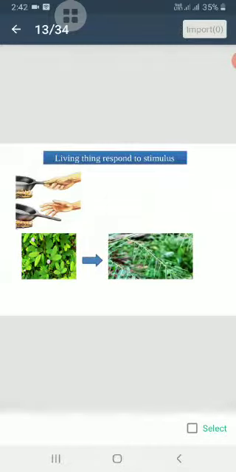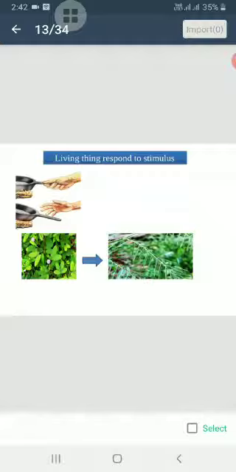Living things also respond to stimulus. What happens when you accidentally touch a hot utensil, a hot pan? You quickly withdraw your hand because you feel hot. The withdrawing of your hand is a response. The cause of this response is the stimulus, which in this case is the hot utensil. So here the stimulus is the hot pan.